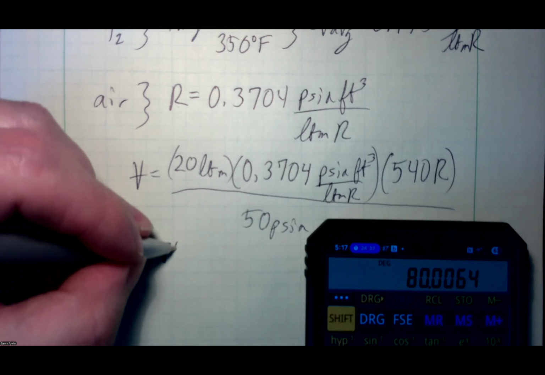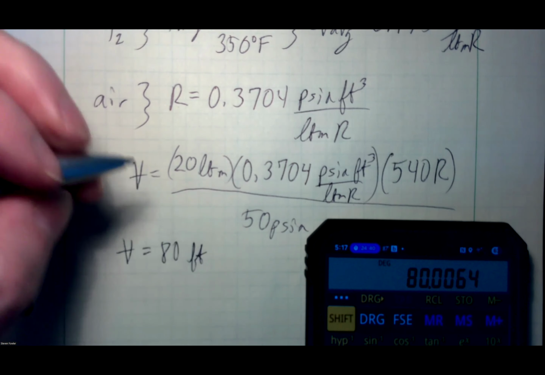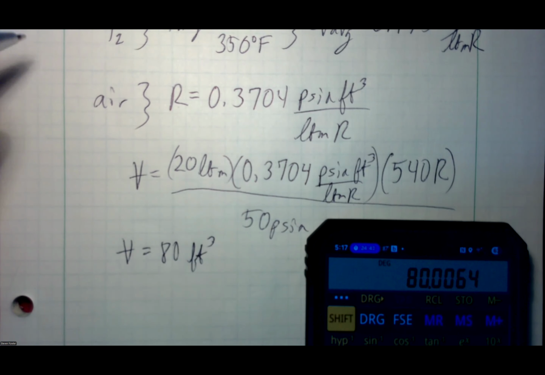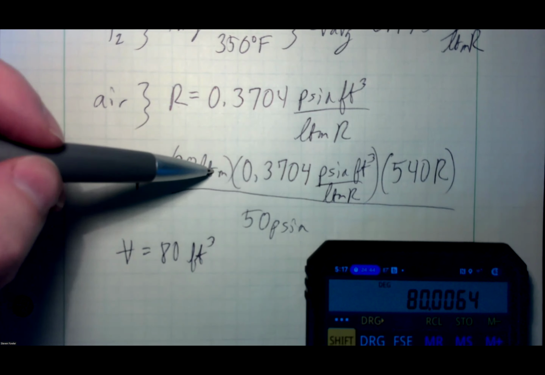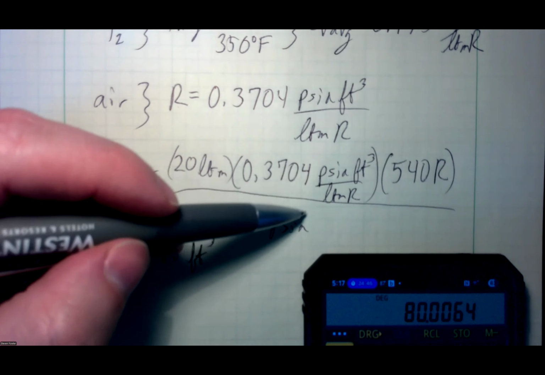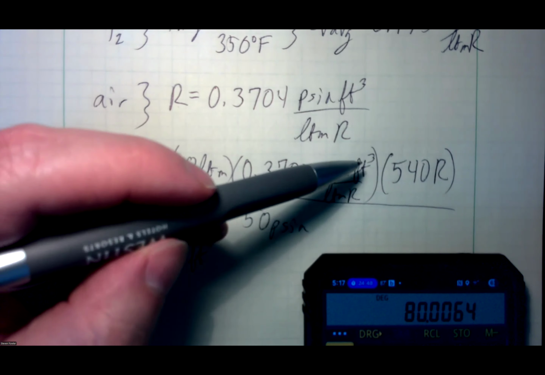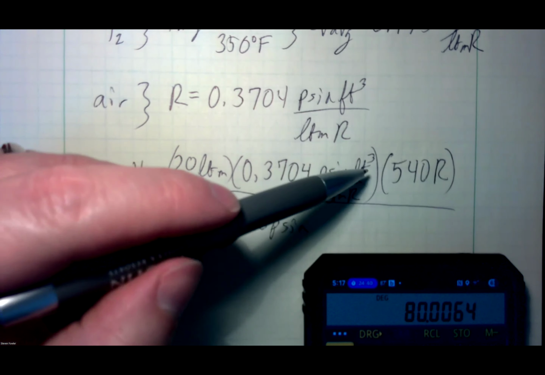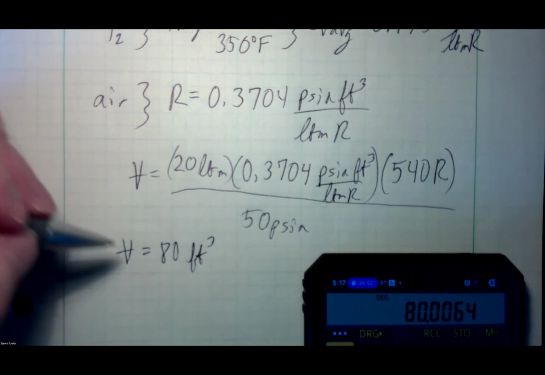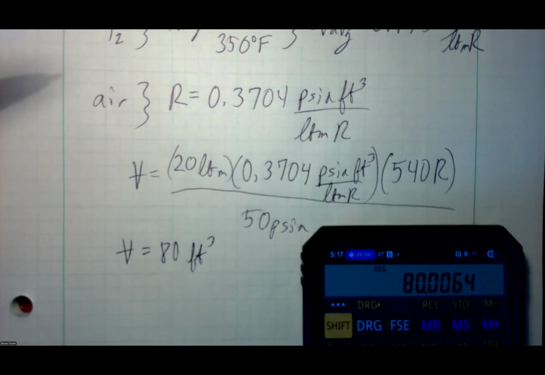I've got almost exactly 80. And the units left, if you look at them, the pound mass goes away. I've got PSI on top and bottom, those go away. The Rankines go away. I'm left with cubic feet. That's it, and that's what we want for volume. So that makes sense. That's good. Okay.